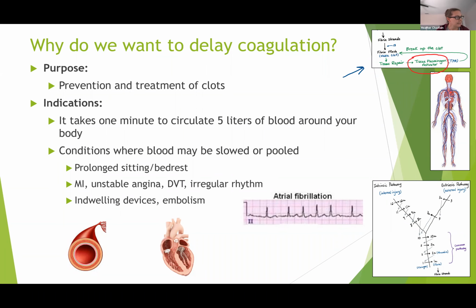So indications. It takes 1 minute to circulate 5 liters of blood around your body. That is very quick, right? It's very fast. In fact, it is around 3 to 4 miles per hour, which is kind of crazy. So any condition where blood may be slowed or pooled is going to increase your chance of forming a clot. Because remember, especially with the extrinsic pathway, it only takes 11 to 13 seconds for it to start forming a clot, right? That's pretty quick. So it doesn't need to slow all that much.